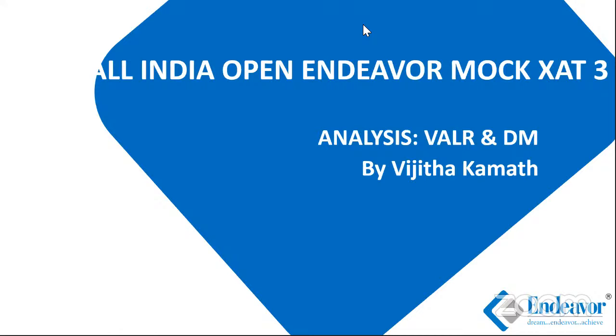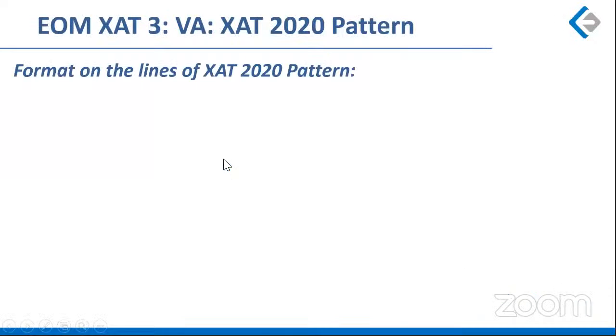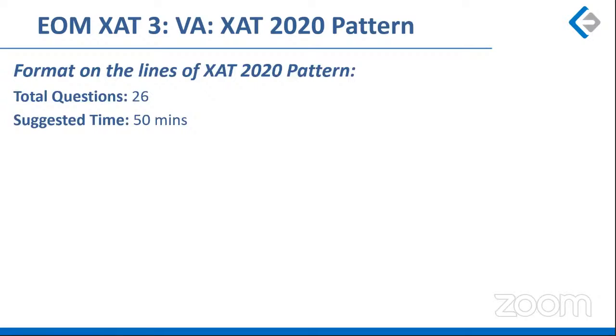Hello, everyone, and welcome to a quick analysis of VALR as well as decision-making section. So let's understand what was the overall pattern again. 26 questions, and this is anyway indicated in the demo mock test that XAT has uploaded, that the verbal sectional is going to have 26, the DM sectional is going to have 21, and the QA sectional is going to have 28 questions.